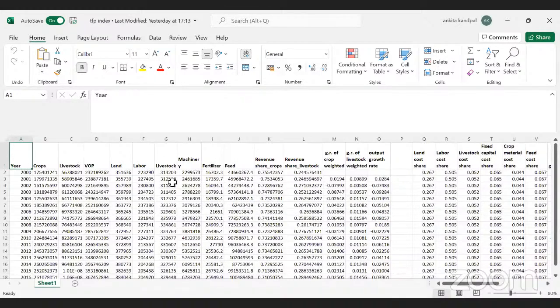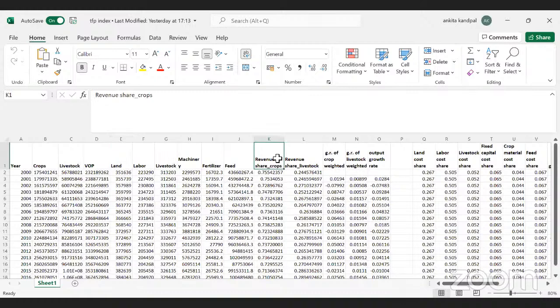So the first column is year, from 2000 to 2018. The second one is the value of crops. The third is the value of livestock. Then the value of output, combining both crop and livestock. Then these are the quantities of land, labor, livestock, machinery, fertilizer, and feed.